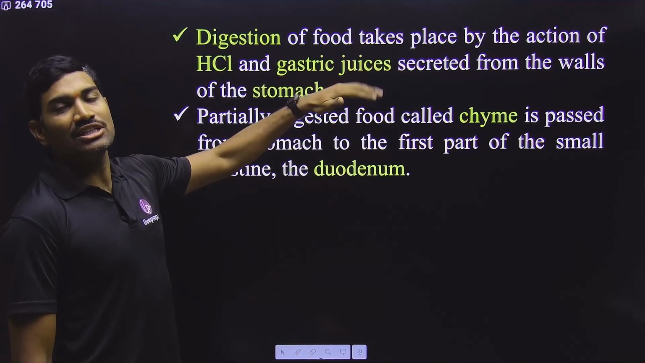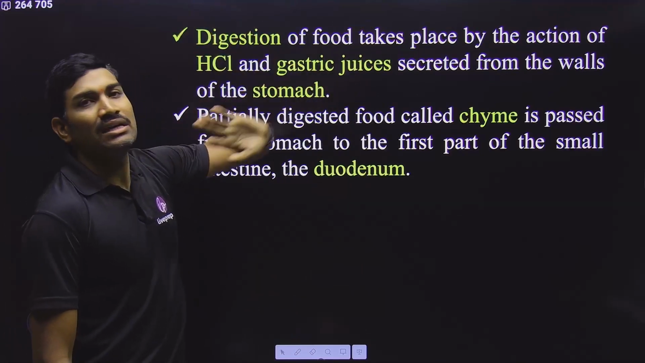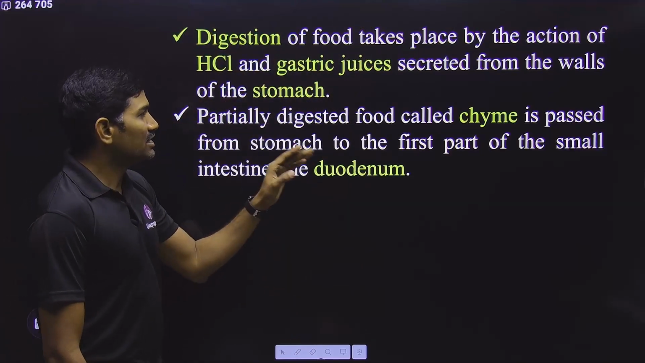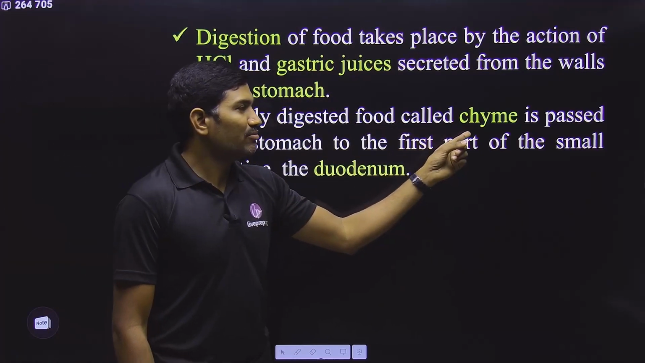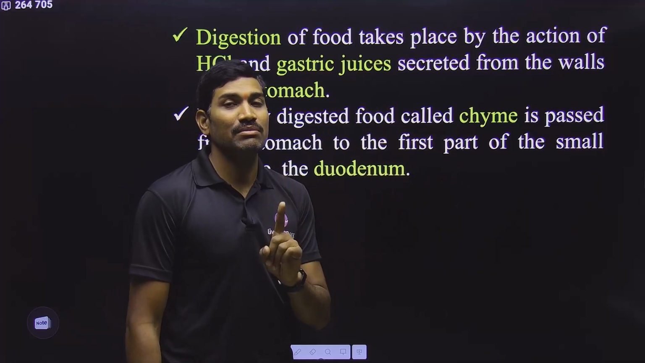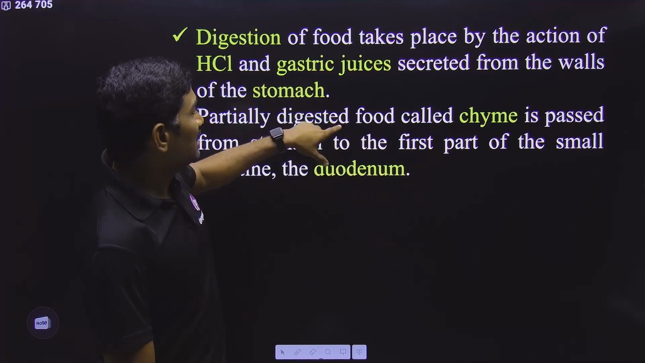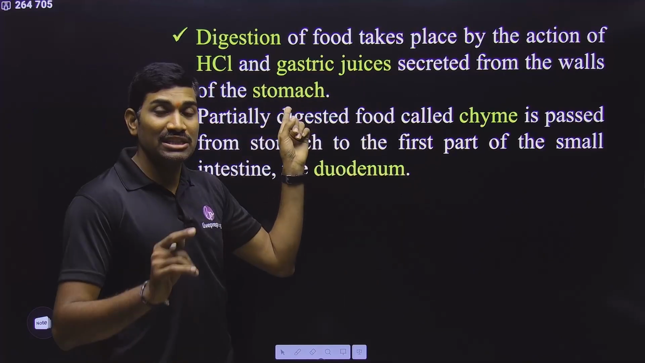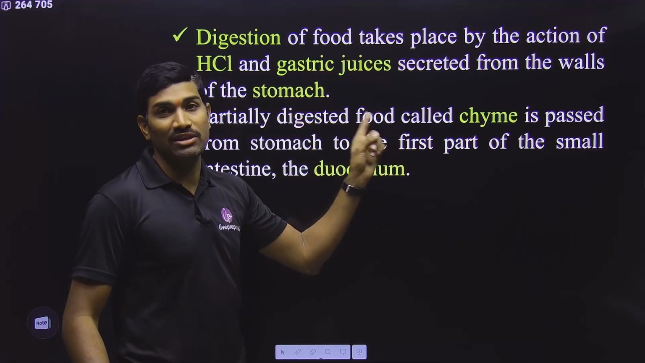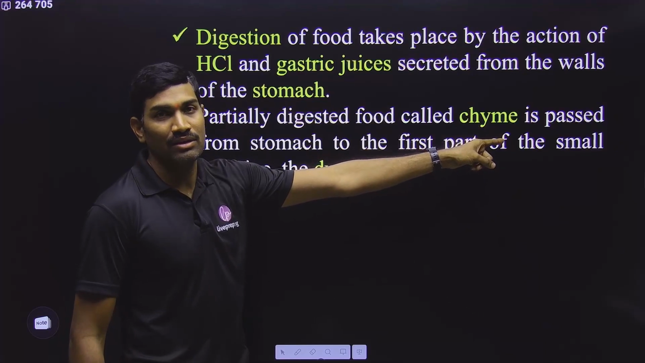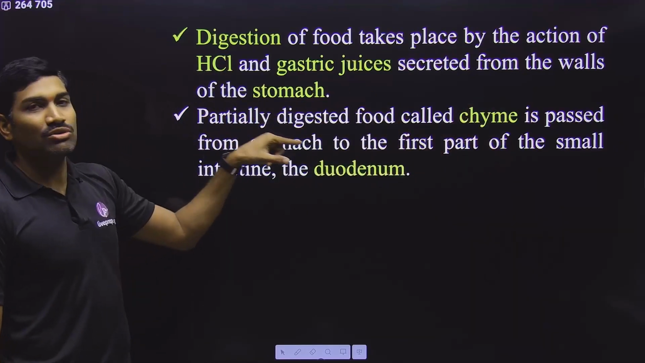In this way, the digestion of food is taking place within the stomach. Next one. And this partially digested food is called chyme. Please remember chyme. This term we are using for humans also. So the partially digested food that is present within the stomach, which is acidic, is called chyme. And from this, now it is going into the intestine.